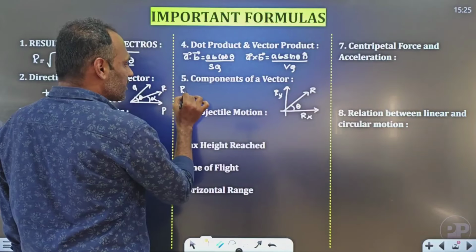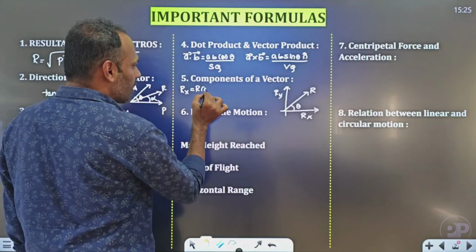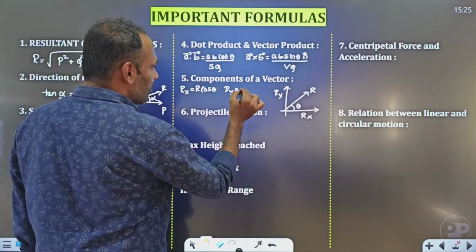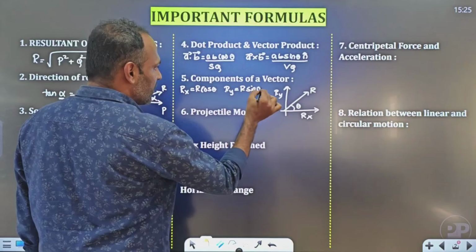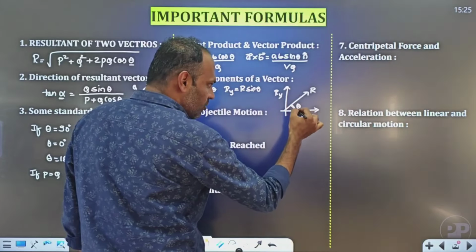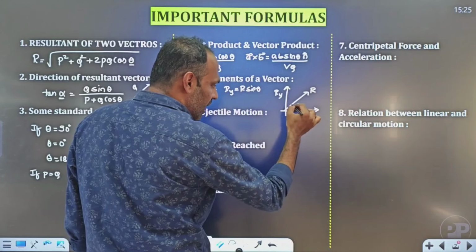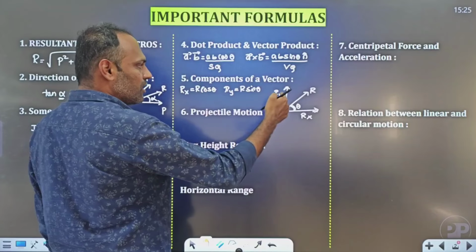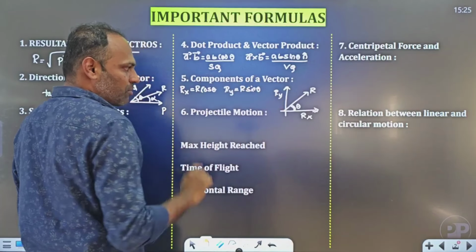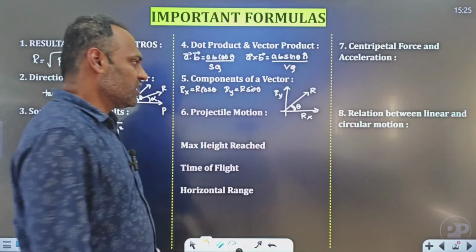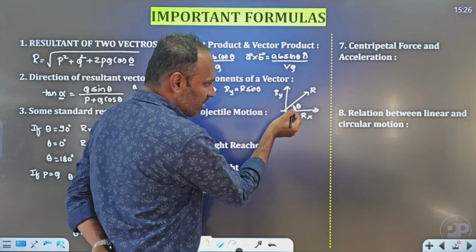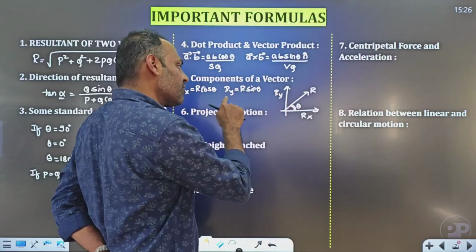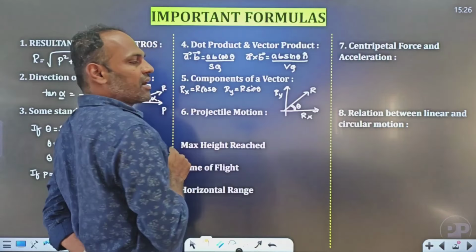So now we write these component vectors like this, Rx is equal to R cos theta and Ry is equal to R sin theta. See which side the angle touches: the component of the axis the angle of vector R touches should come with cos, and the other component should come with sin. Suppose the angle is given with respect to the y axis, then Ry will become R cos theta, Rx will become R sin theta.